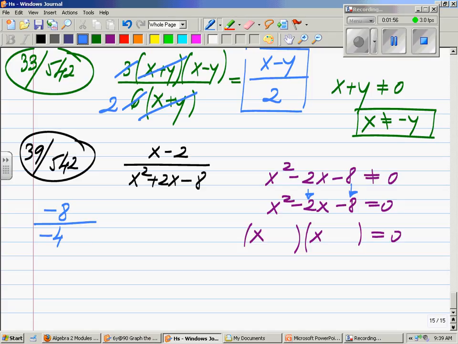Negative 4 and 2, right? Negative 4 times 2 gives me negative 8. And let's add them up. Negative 4 plus 2 will be negative 2. Well, it's exactly what I need, right? Because I need the middle term to be the sum of the two last terms. Negative 4 plus 2 is negative 2. It seems to me that my factorization here is x minus 4 times x plus 2.